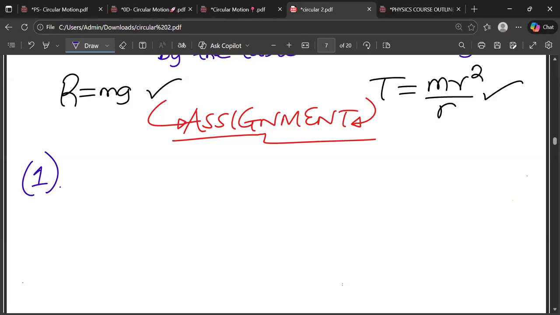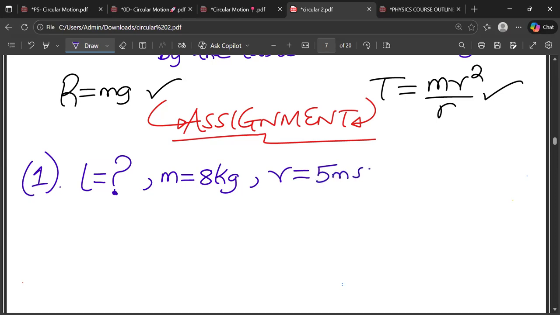They are saying one end of a light inelastic string of length L. They didn't provide the length. Are you following? It is fixed to a point O on a smooth horizontal table. A particle P of mass 8 kilograms is attached to the other end of the string and is given a blow which sets it moving in a circle on the plane with constant speed 5 meters per second. So that is speed, V meters per second.